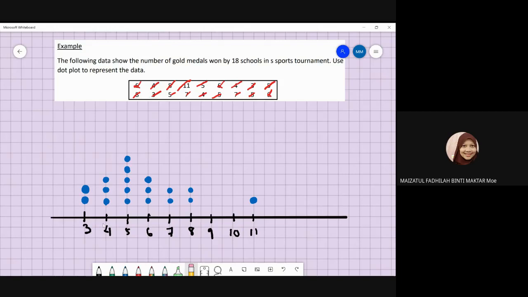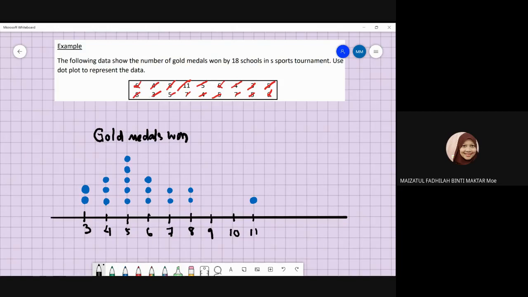Then write the title above the graph, and the name of the graph is the gold medal won. Right, so remember the title should not be so long. So you must define what is a suitable title for this one.